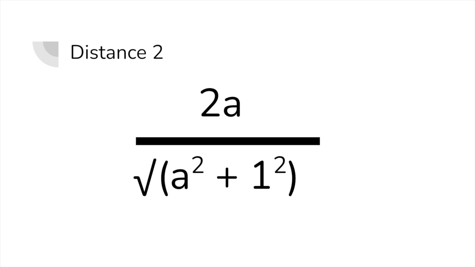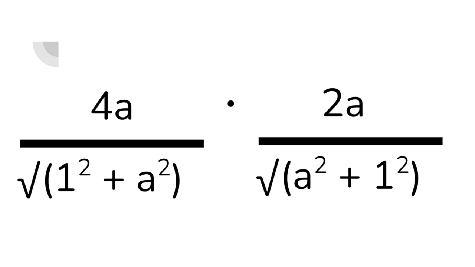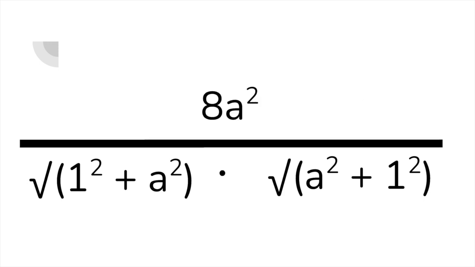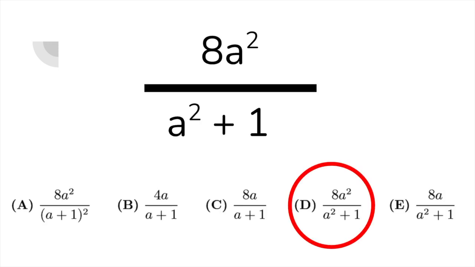Our quadrilateral is a rectangle, meaning that we now just have to multiply these lengths and widths for the area. 2a multiplied by 4a gives us 8a squared, so we have the numerator. We can rearrange the square root of 1 plus a squared to the square root of a squared plus 1. We know that the square root of a number multiplied by the square root of the same number removes the square root, meaning that the square root of a squared plus 1 multiplied by the square root of a squared plus 1 is just a squared plus 1. Our final area is 8a squared divided by a squared plus 1, which is this answer over here.